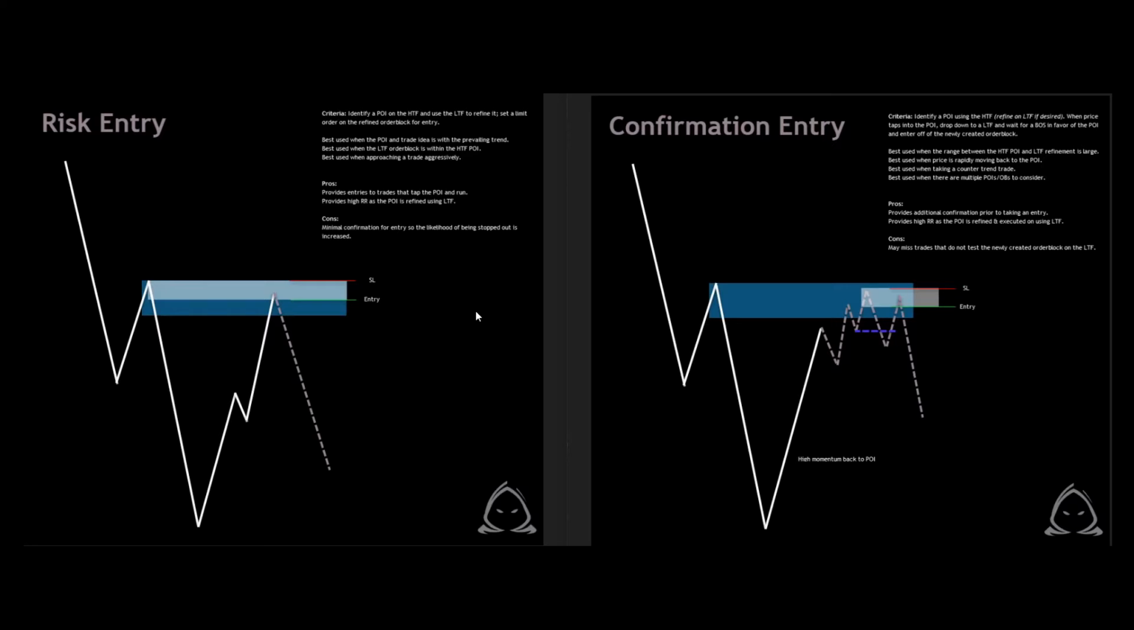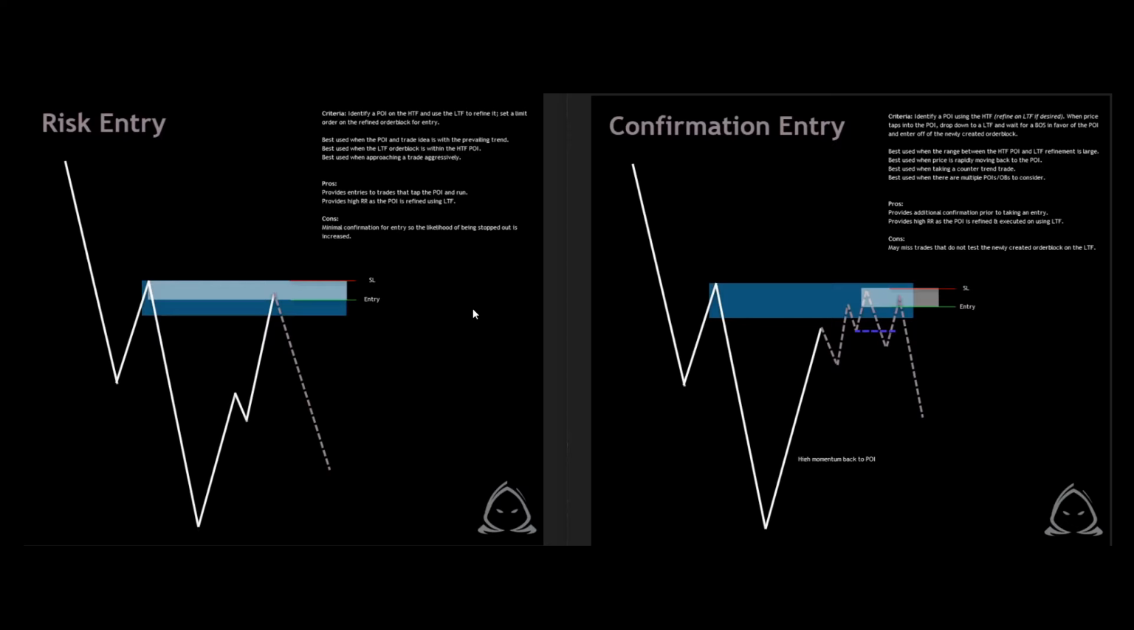The pros of a risk entry is that it provides entries to trades that will simply tap the point of interest and run. And it also can provide high risk to reward as the point of interest is refined using the lower time frame. Now the cons on the risk entry is that you get minimal confirmation for entries, so the likelihood of being stopped out is increased overall.